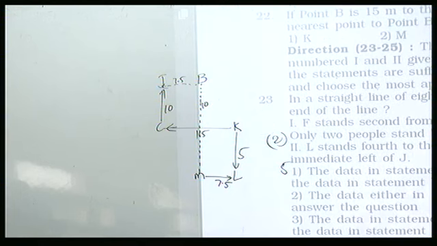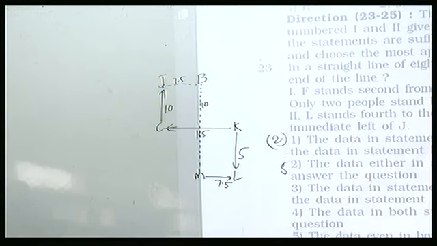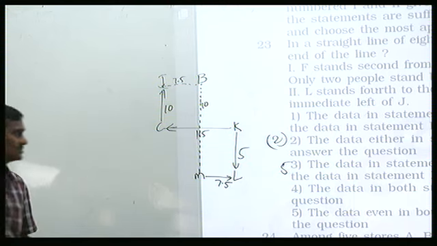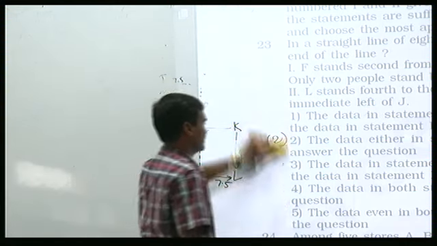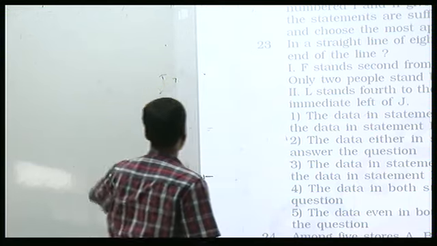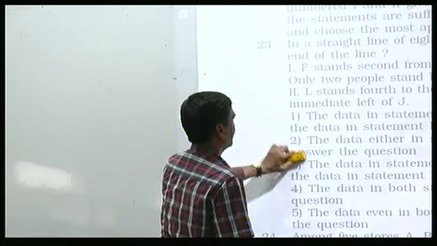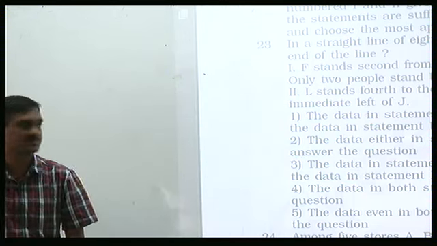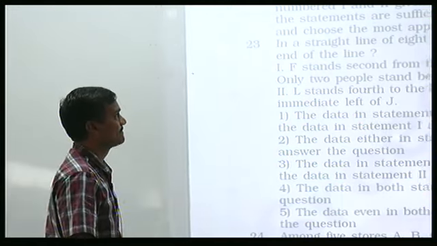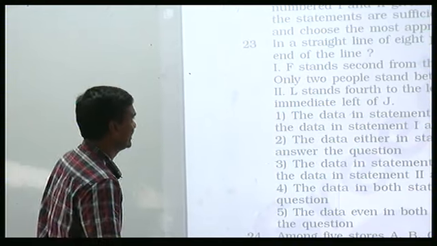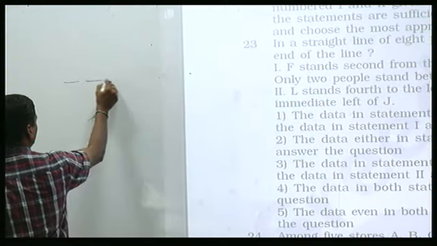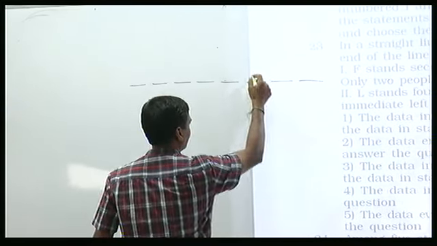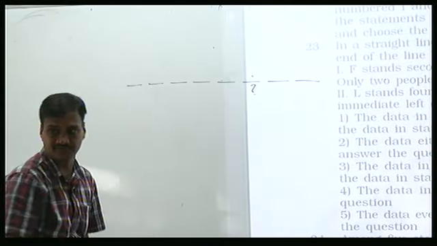Then 23 to 25. Now in question numbers 23 to 25, all these questions are based on what? Data sufficiency. Now in question number 23, in a straight line of how many persons? 8 persons. In a straight line of 8 persons, who stands forward from the right end of the line? 1, 2, 3, 4, 5, 6, 7, 8. Now the question is about the person who is forward from the right end of the line.